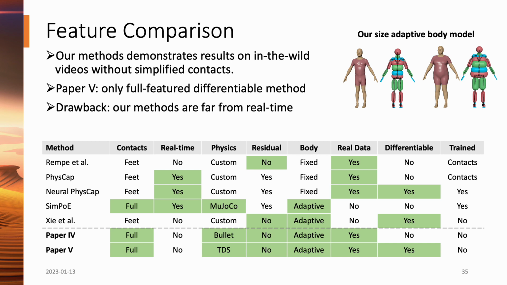Furthermore, they do not simplify the problem by introducing non-physical residual forces, and they integrate an adaptive physical body model that changes the size and weight based on the reconstructed subject. In addition, paper 4 is the only method to integrate a full-featured differentiable physics engine, which allows for gradient-based optimization. Furthermore, our approach to physics doesn't require any training, so it doesn't risk being overfitted to a particular set of motions and doesn't require additional 3D data. The biggest drawback of our methods is undeniably the lack of real-time processing, as even paper 5 takes minutes to reconstruct short motion snippets.